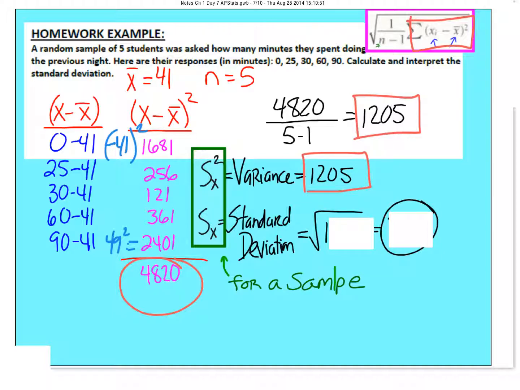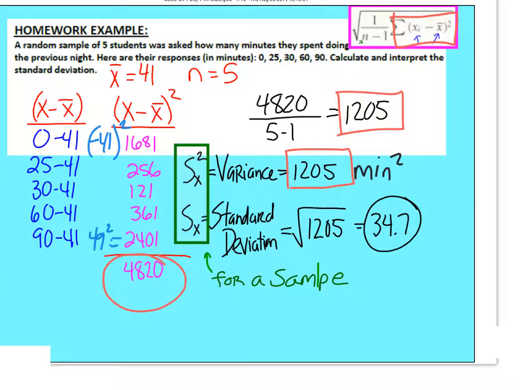And if we put a label to it, keep in mind we're talking minutes, so the correct label for this would be minutes squared. Now, we need to come in and take the square root of that value to get our standard deviation, which is right here, taking the square root. And the new label this is going to be is minutes. And that's how you would calculate the sample's standard deviation.